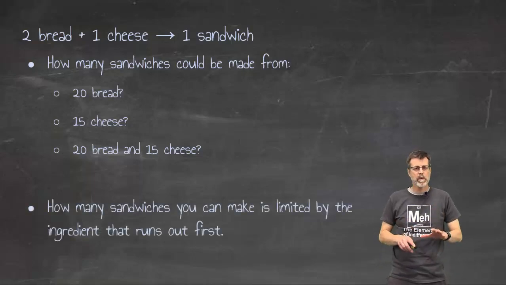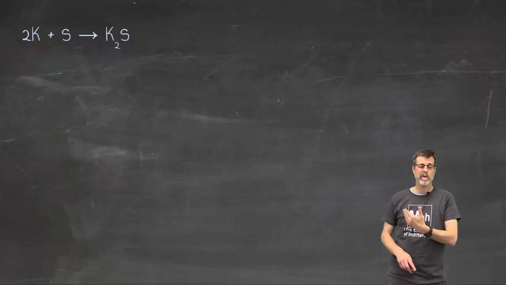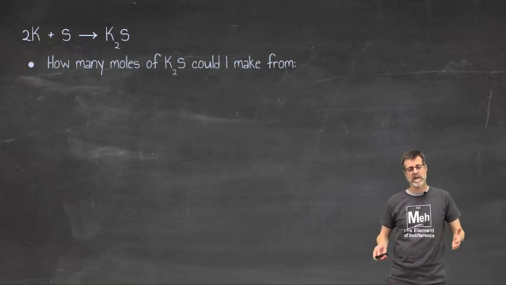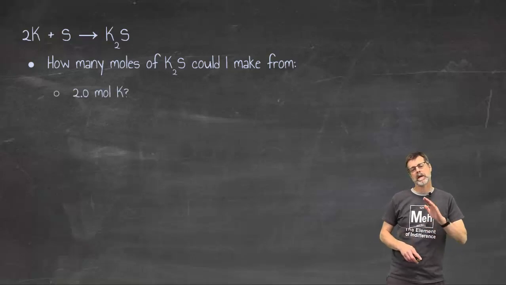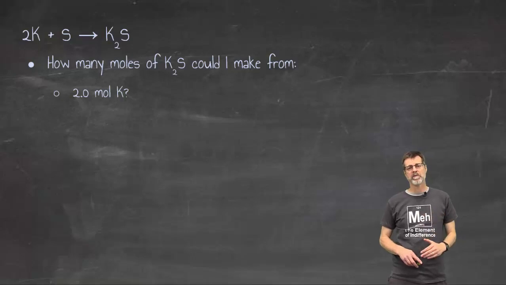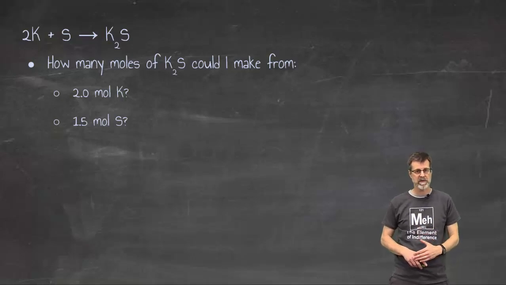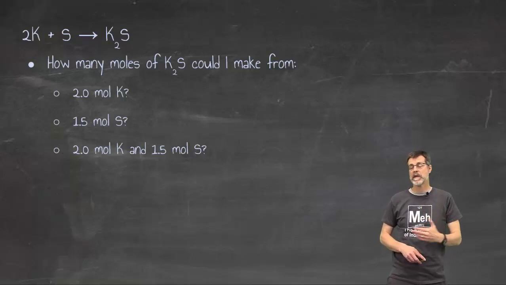Now, the idea with limiting reagents is that the amount of product I can make, in this case a sandwich, is going to be limited by one of the ingredients, one of the reactants. Now if I take a reaction like this, a fairly simple reaction, it follows the same basic principle as the bread and the cheese to make a sandwich, but now of course I'm talking in terms of moles. If I had 2 moles of potassium, well, I could potentially make 1 mole of product. If I had 1.5 moles of sulfur, I could potentially make 1.5 moles of product. But if I had them there at the same time, then I'm limited by the amount of potassium.